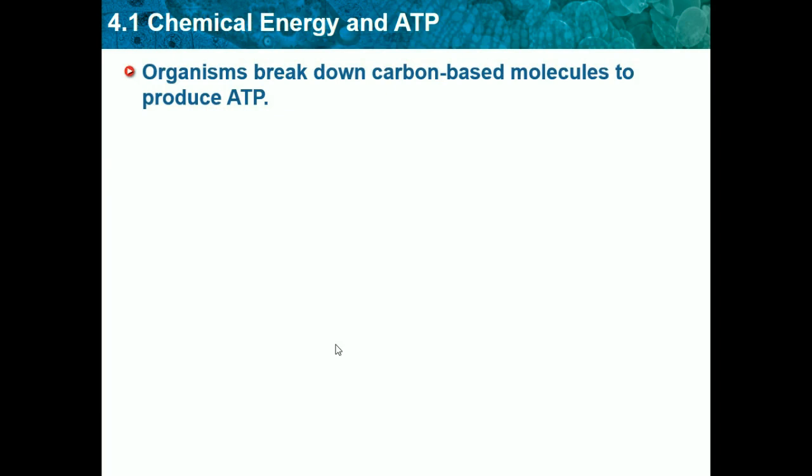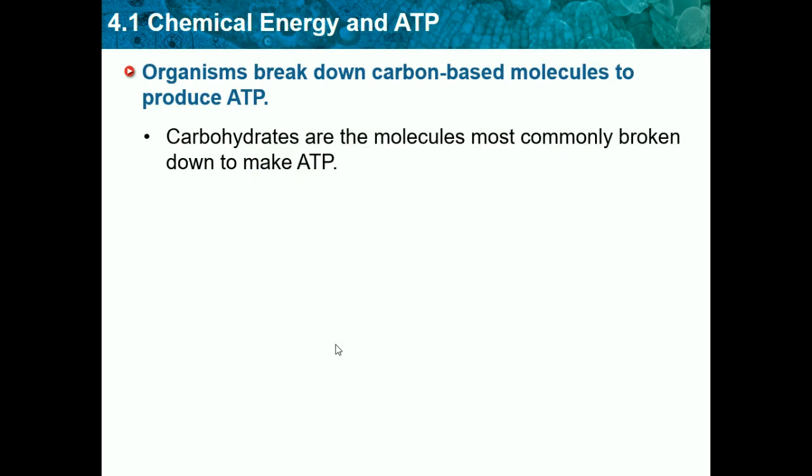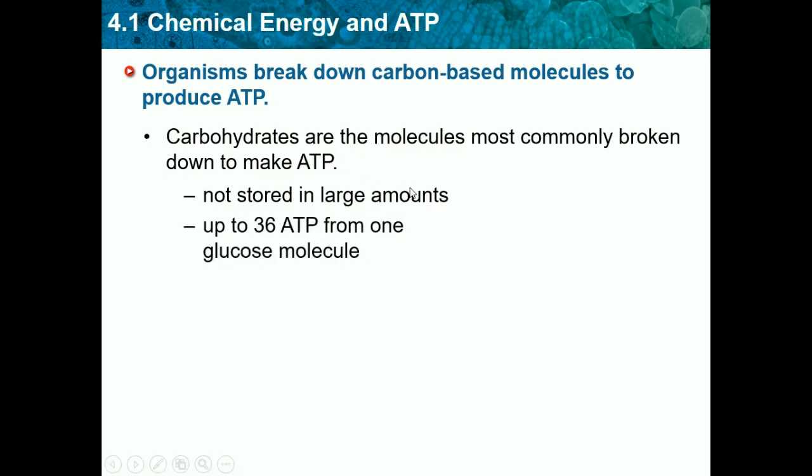Organisms break down carbon-based molecules to produce ATP, like glucose or the starches that they make. Carbohydrates are the molecules most commonly broken down to make ATP, and we learned in the video about carbon-based molecules that carbohydrates are quick and fast energy sources for cells, while lipids are long-term. They're not stored in large amounts, so they're taken up quickly, and they produce about 36 ATP from one glucose molecule. This is a number you should remember: 36 ATP from one glucose molecule. You need to know this.